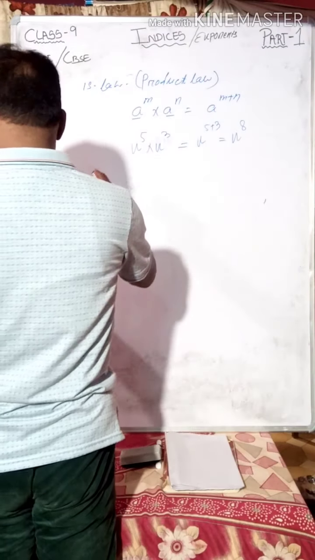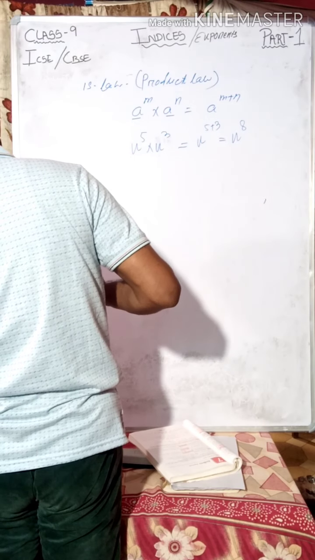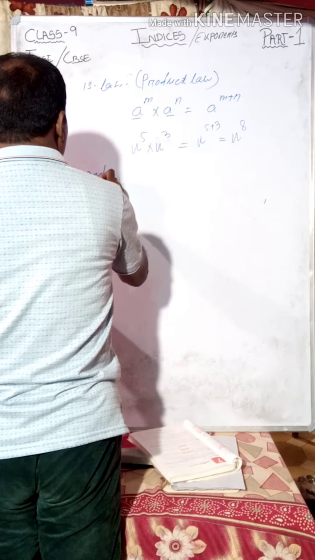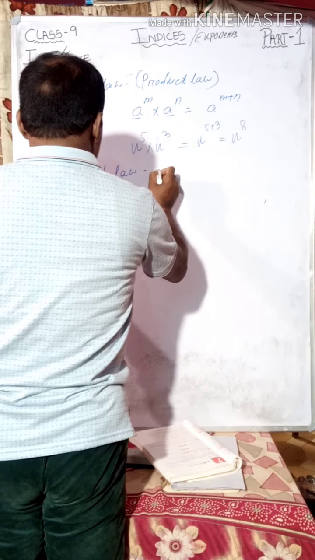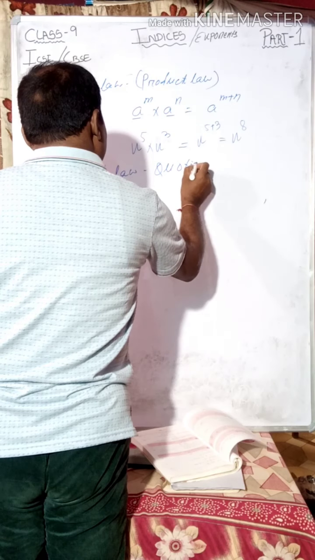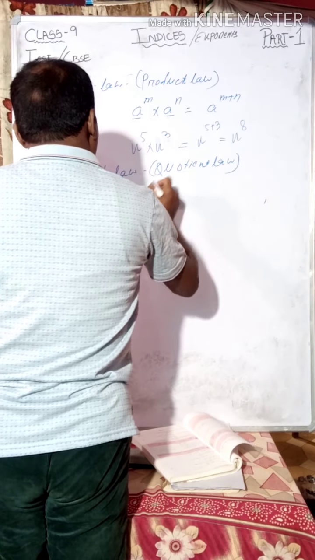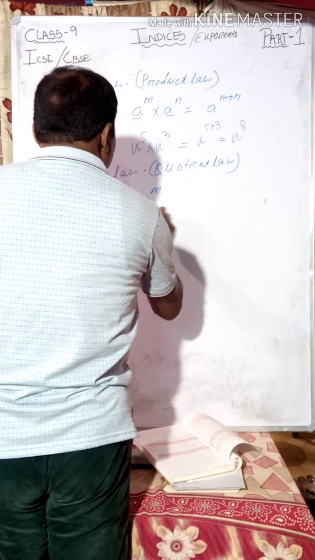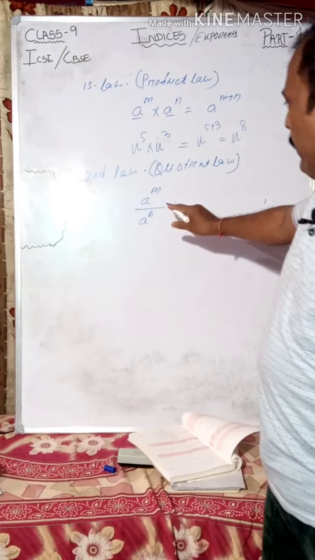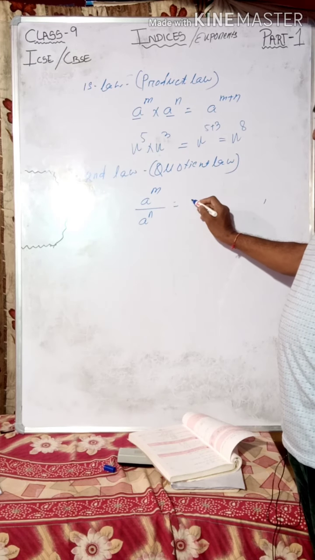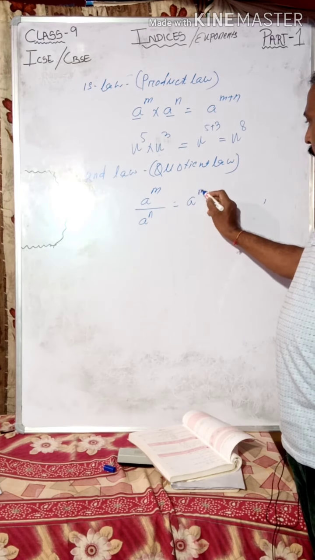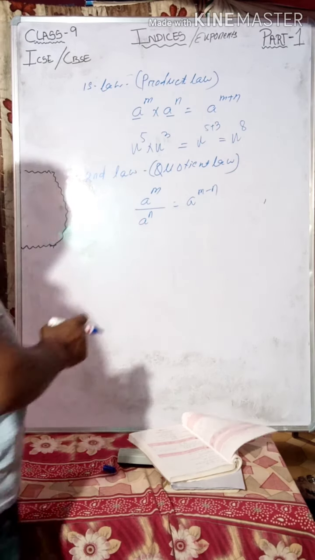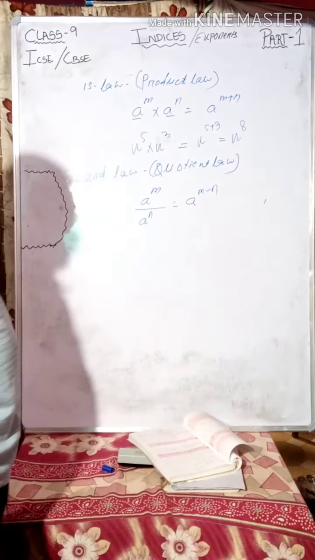Next, second law, quotient law. a to the power m upon a to the power n is equal to a to the power m minus n. a to the power m upon a to the power n is equal to a to the power m minus n. This is the second law.